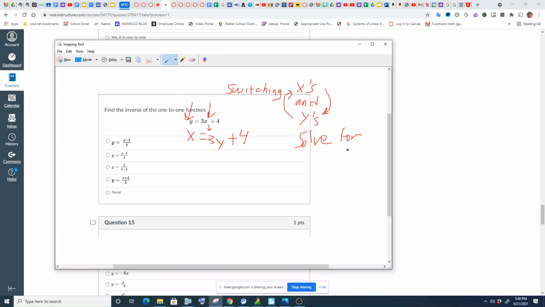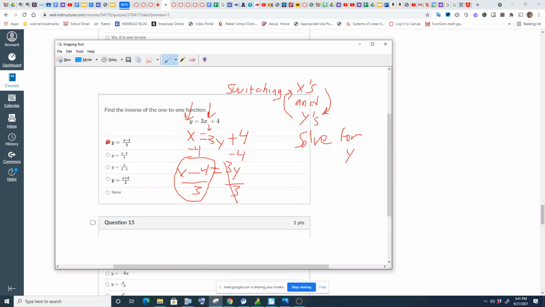And that'll get you your final answer. Solve for y. So now we're going to solve for y. I'm going to minus 4 to the other side, so we get x minus 4 is equal to 3y. And then we're just going to divide by 3, divide by 3. There we go. We just solved for y. So y is equal to x minus 4 over 3.